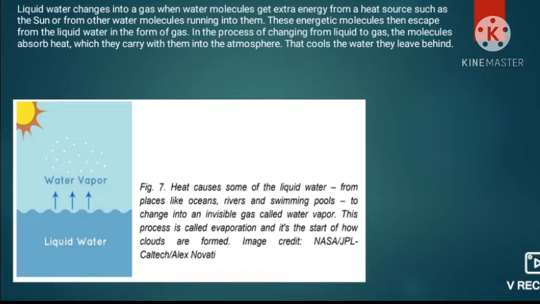This figure shows that heat causes some of the liquid water from places like oceans, rivers, and swimming pools to change into an invisible gas called water vapor. This process is called evaporation, and it starts off how clouds are formed.